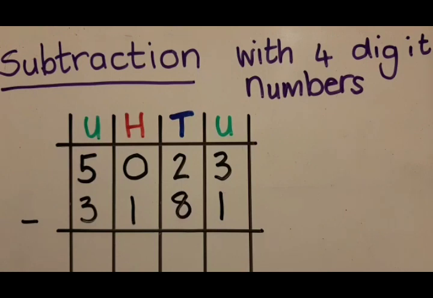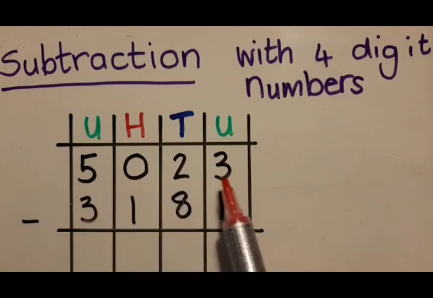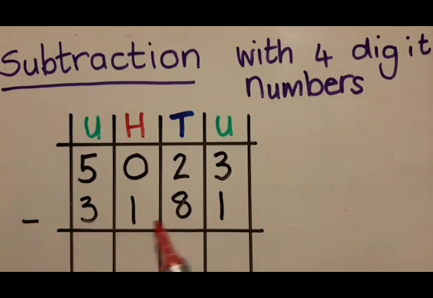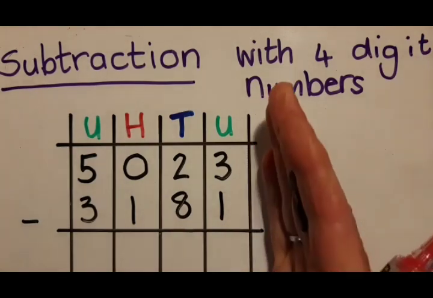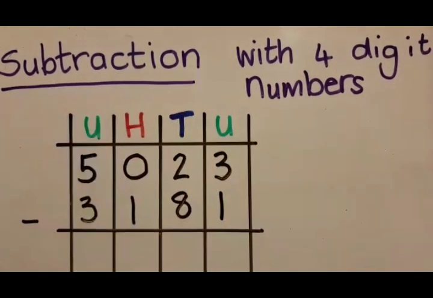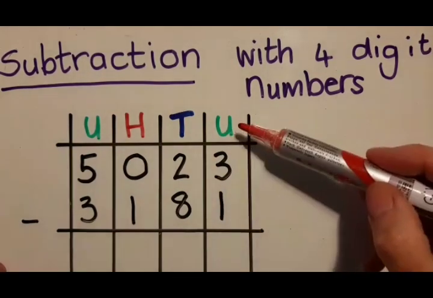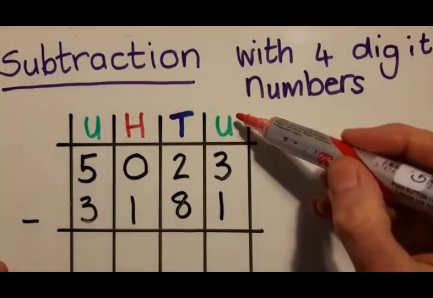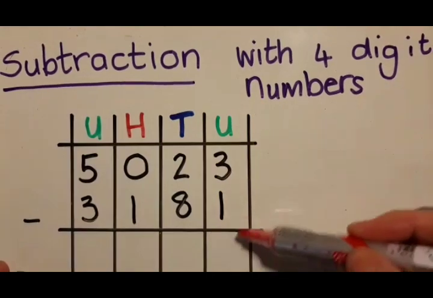Subtraction with 4-digit numbers. You can see that both numbers here have got 4 digits in them. 5, 0, 2, 3 minus or subtract 3, 1, 8, 1. It is important when we are using this method, this column method, that we draw in the lines to tell us which numbers fit into each one.